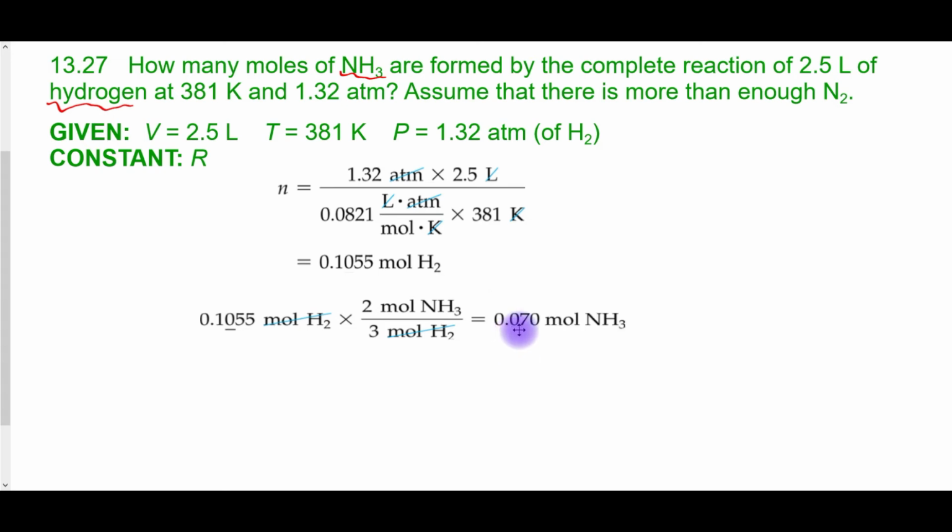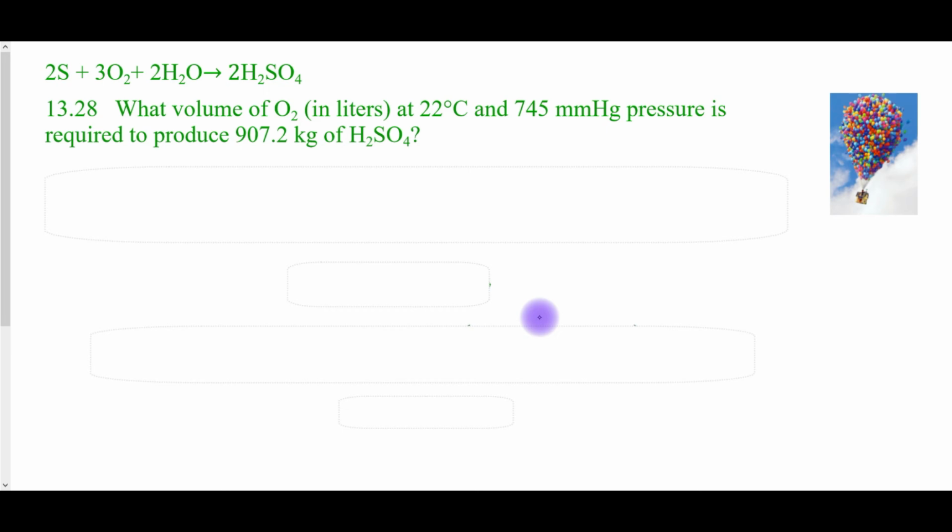There are 0.070 moles of ammonia. There are 2 sig figs. Looking back at our original problem, the liters is 2 sig figs, temperature is 3, and pressure is 3. Since 2 is the lowest value of sig figs, that's how many sig figs the final answer should have. Pause the video and complete this problem.